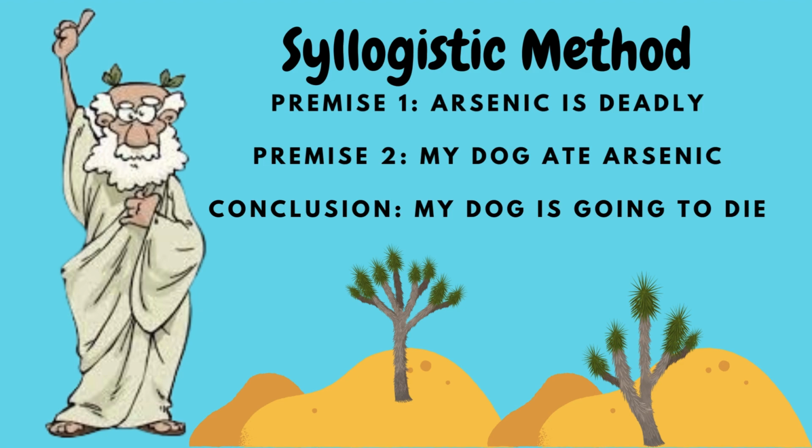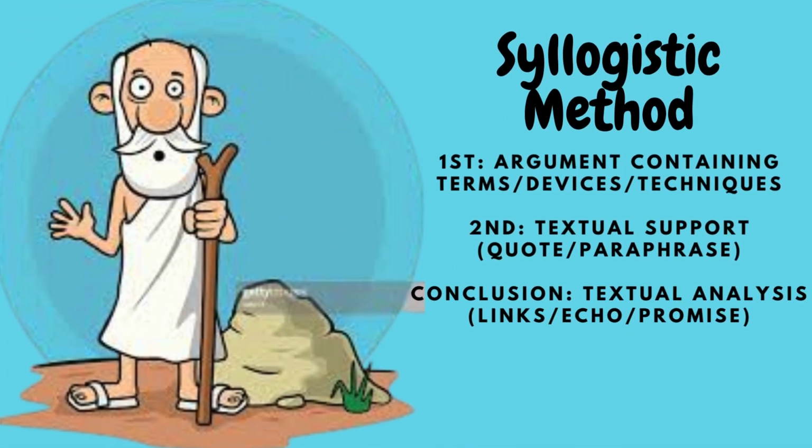So how do we morph that heuristic into a heuristic to perform literary analysis? Check it out. The first premise is going to be an argument containing the terms, devices, techniques. It's a 3-sentence move, and I'll model it for you. I like students to take 3 sentences because it'll allow them space to multitask. And here's what I mean by that.